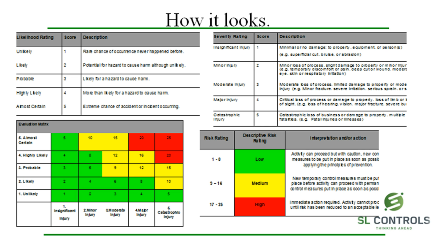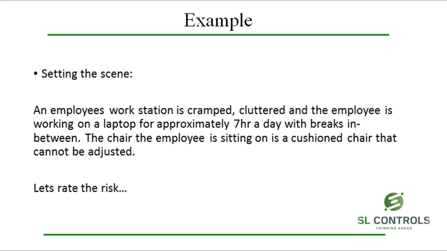To show you how the risk matrix works, let's take a look at an example and apply the method. An employee's workstation is cramped, cluttered, and the employee is working on a laptop for approximately 7 hours a day with breaks in between. The chair the employee is sitting on is a cushion chair that cannot be adjusted. Now that I have given you an example, let's go through the method of the risk matrix and rate the risk.